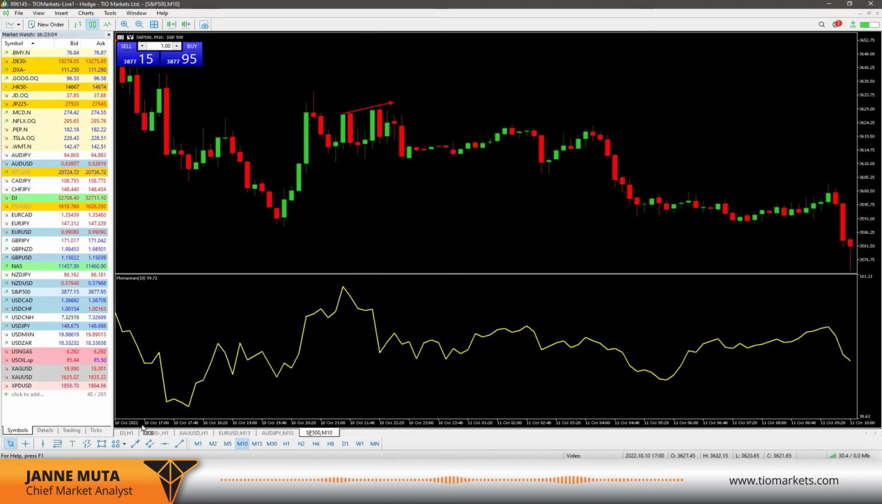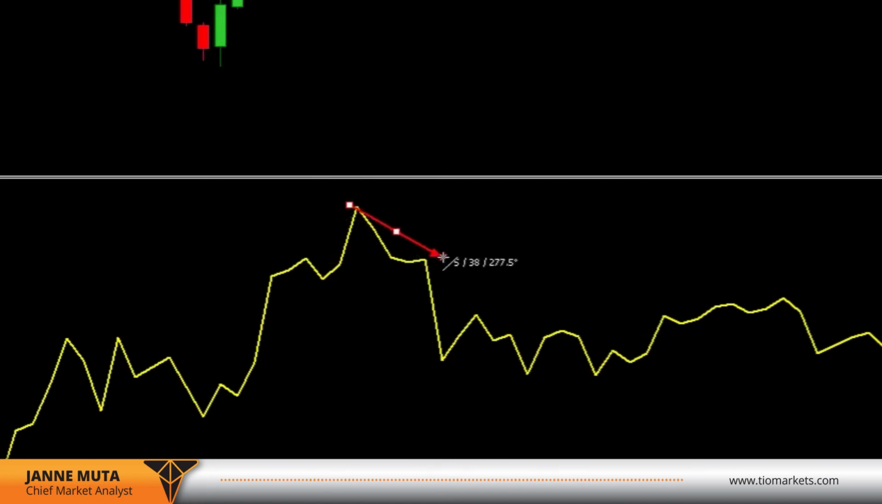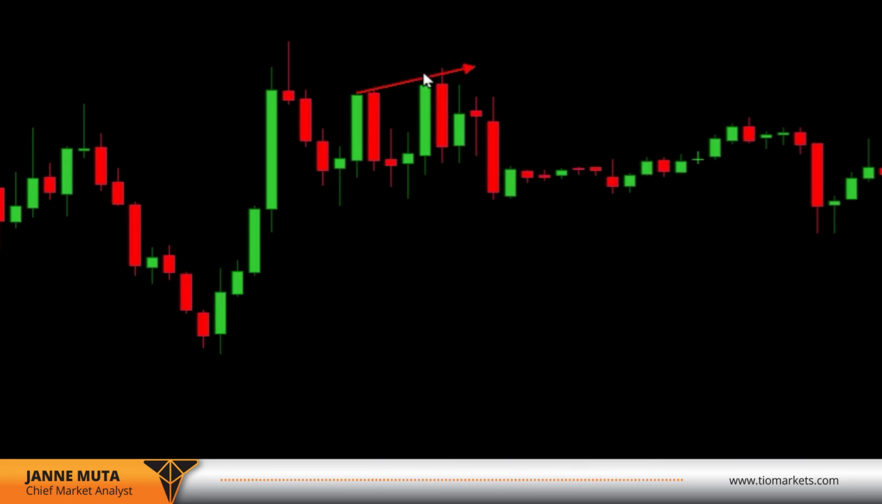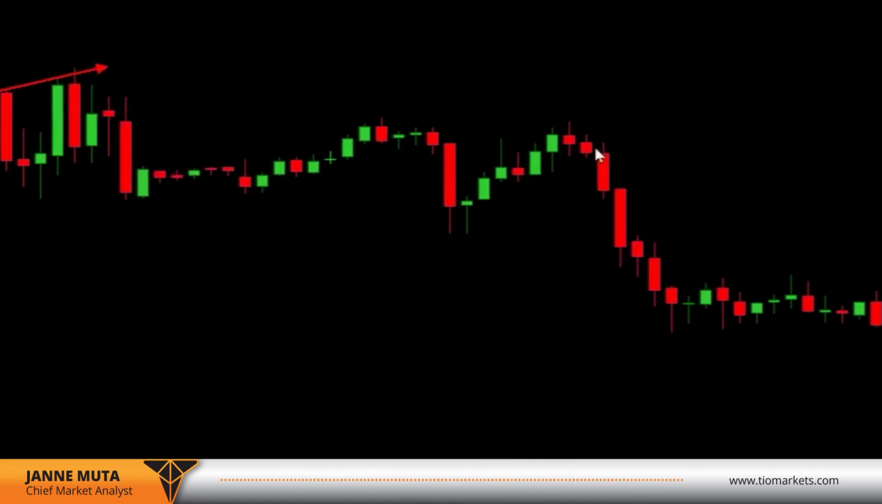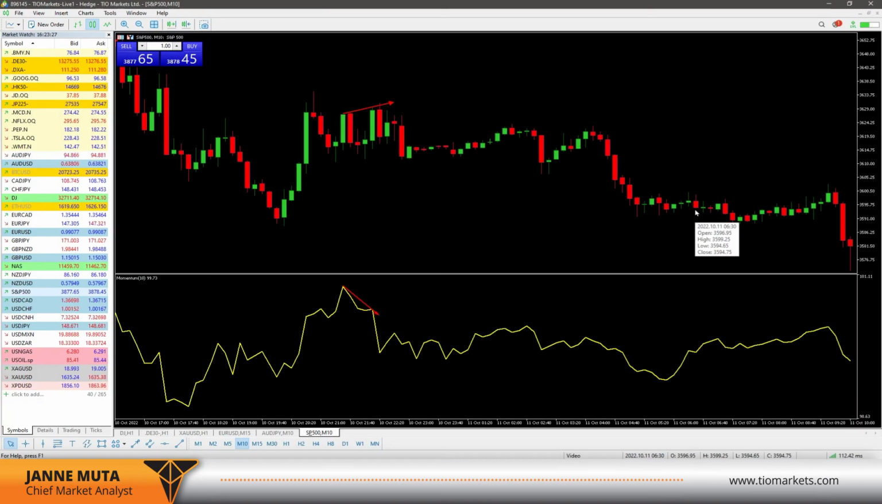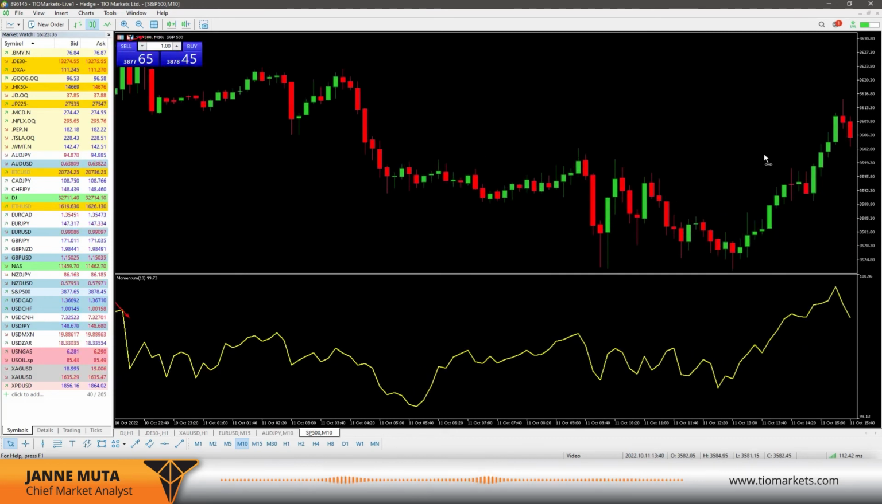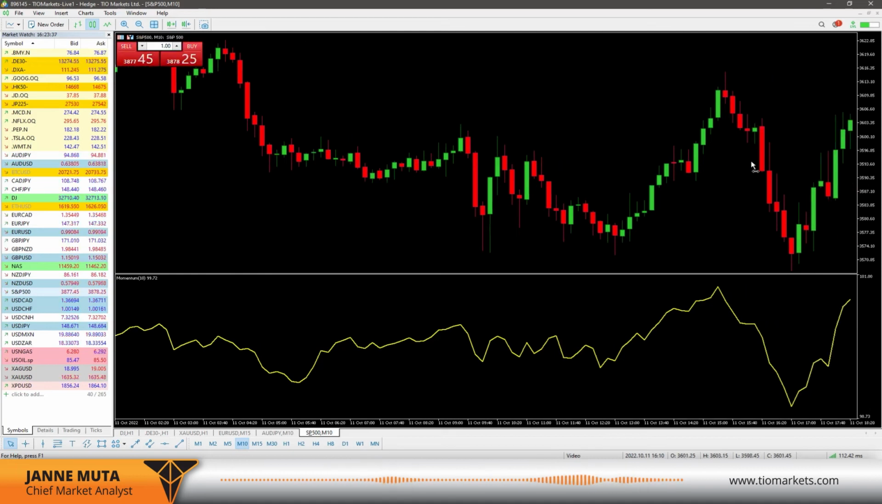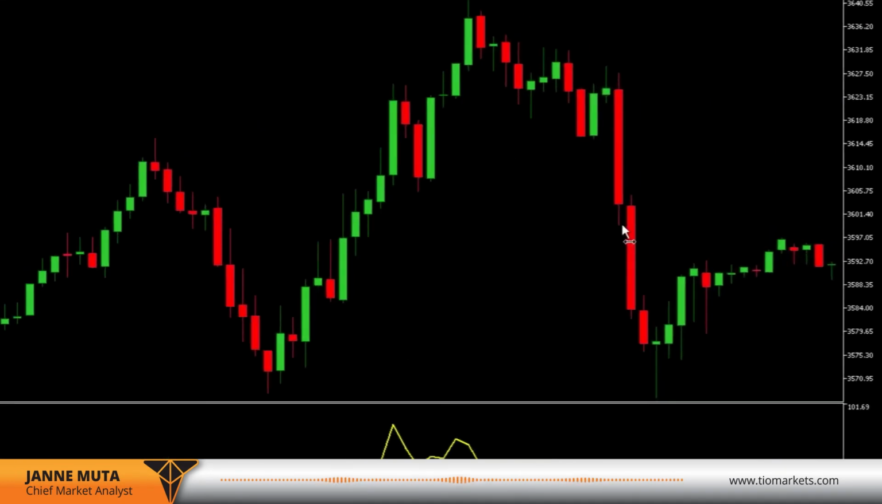So here we could use the arrow to highlight that there is divergence. And divergence like this, usually, especially in ranging markets, indicates that there is no more upside momentum, so the price should move lower. Here in this situation it moved sideways quite a bit and then moved lower. Now this slow price movement here is from the Asian session, but then comes the next European session and there is more price action here.